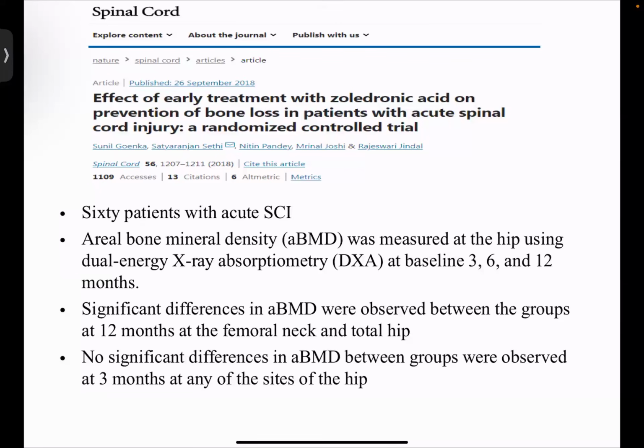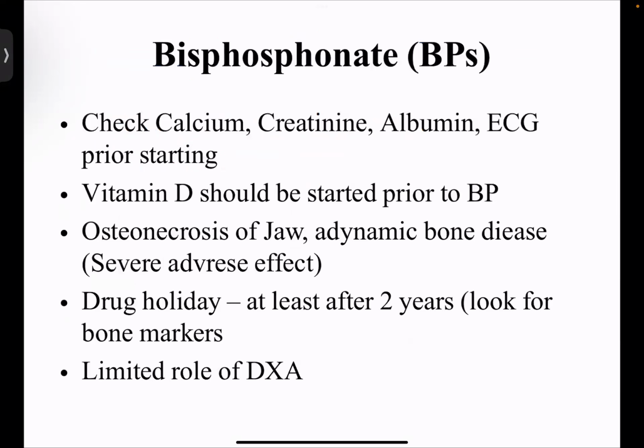There was a significant difference in areal BMD observed between the groups at 12 months at the femoral neck and the total hip. But no significant difference in bone mineral density was observed between the groups at 3 months at any of the sites of the hip. So they showed that areal bone mineral density is better at 1 year after zoledronic acid.